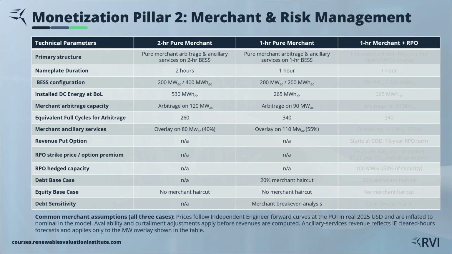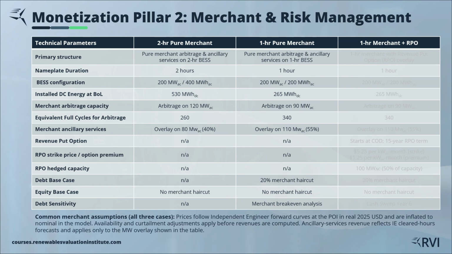In the first column is our 2-hour battery. This one is intentionally modeled as all equity, meaning no term loan. That's often a realistic outcome in merchant-heavy projects when lenders aren't comfortable relying on market revenues for debt sizing. In the second column is our 1-hour battery. This one assumes some leverage, but lenders apply a conservative approach. Specifically, for sizing they assume a 20% haircut to merchant revenues, basically saying we'll only give you credit for 80% of the forecasted merchant value when we test that service.